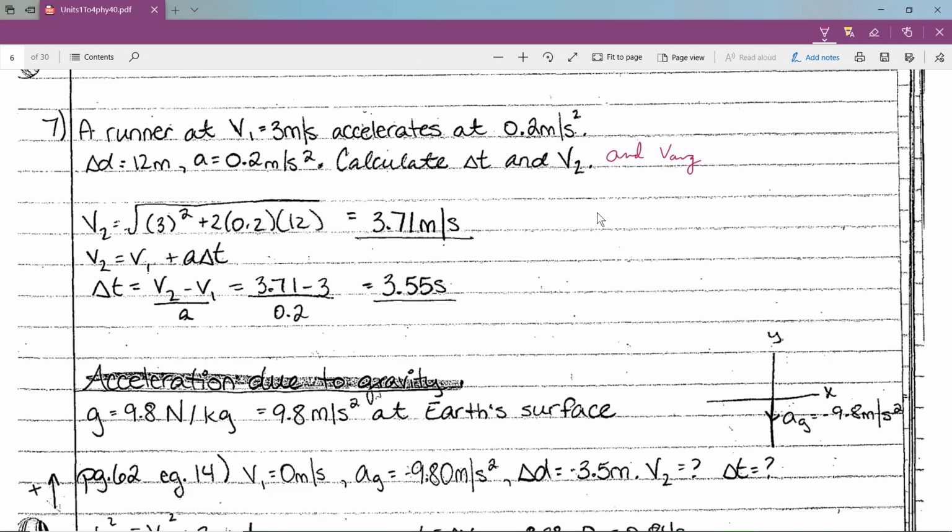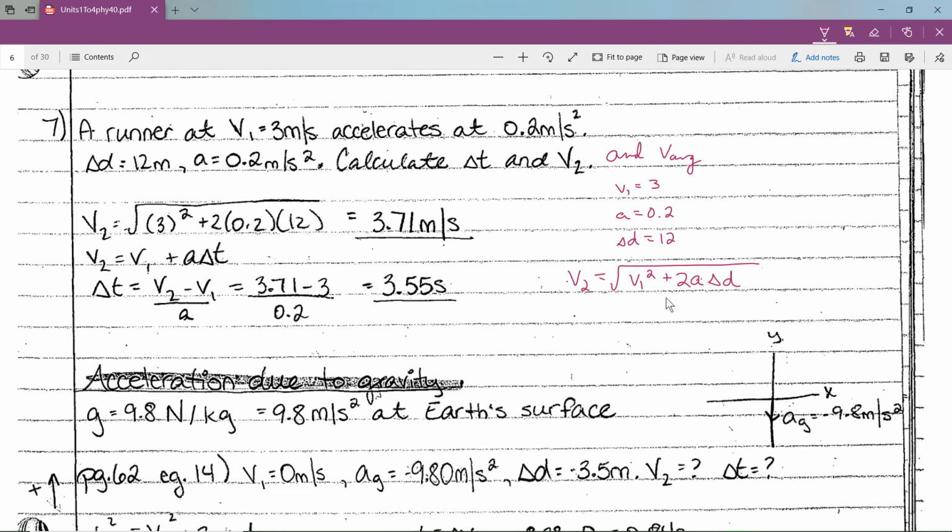Let me try to do it a different way here. V1 is 3. A is 0.2. Delta D is 12. V2 is V1 plus A delta T. No, I don't have that one. V average is V1 plus V2 over 2, or delta D over delta T. No, I can't do all those, so I'm going to have to use V2 squared is V1 squared plus 2A delta D. So V2 is the square root of V1 squared plus 2A delta D.